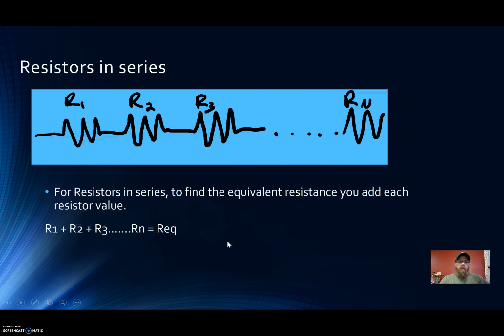So, resistors in series. To find the equivalent resistance, all you will simply do is add up each resistor value. R1 plus R2 plus R3, and so on and so forth, will give you R equivalent.